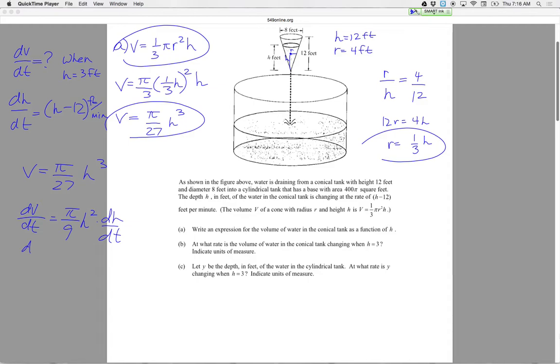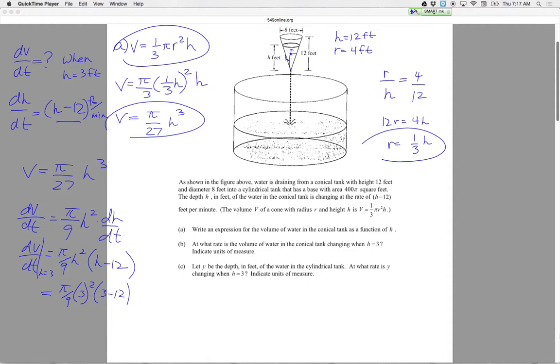And then we're going to have dv dt is going to be equal to pi over 9, h squared times dh dt, which is h minus 12. Well, that's not a big deal because we know what h is. Yeah, we want to know dv dt when h is what? 3. So we substitute the 3, so we go pi over 9 times 3 squared times 3 minus 12.